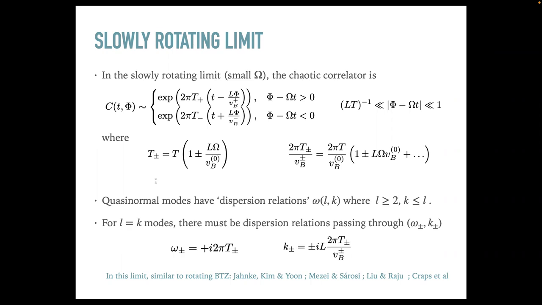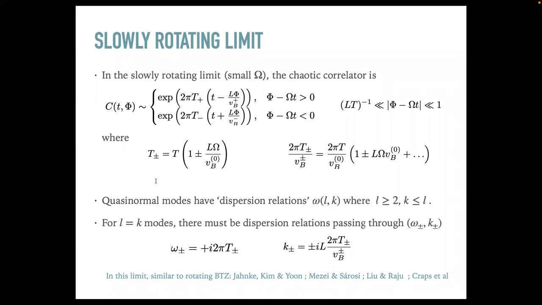But this VB, how are you going to find it? This is just the outcome of the calculation of this chaotic correlator. It grows at some rate, which I call T plus, or T minus, and then it spreads in space at some VB plus or VB minus. The precise values of those are related to how fast the black hole is rotating. So that's these two expressions.